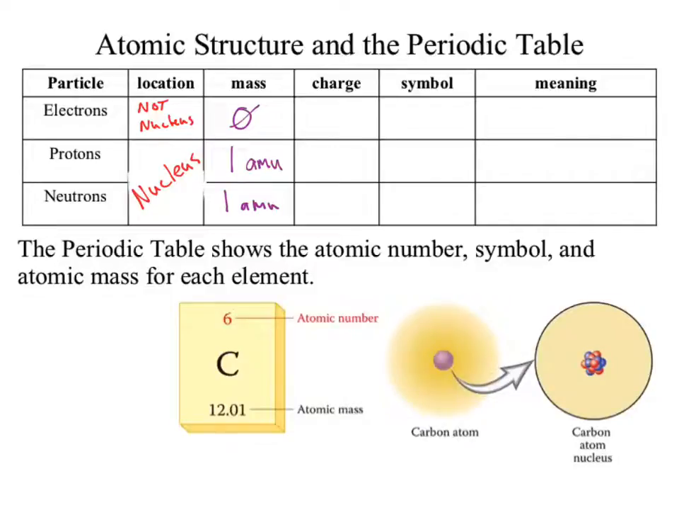What about the charge? I already heard someone float out the charge on our electrons: -1. Our protons: positive. Our neutrons: no charge. Neutral, no charge.